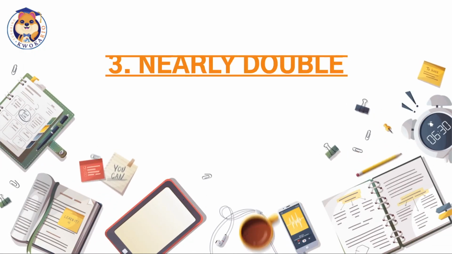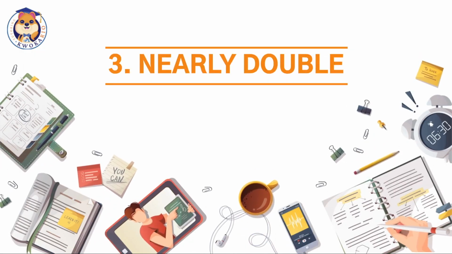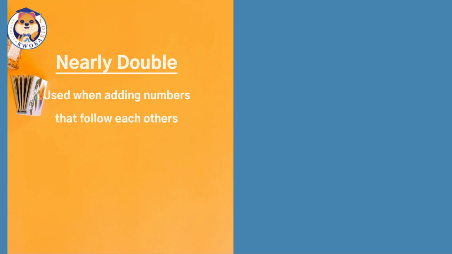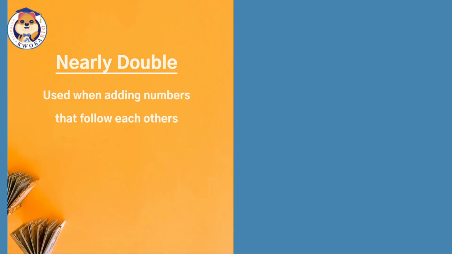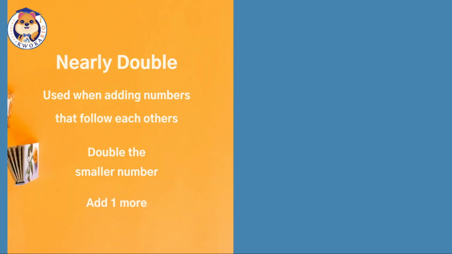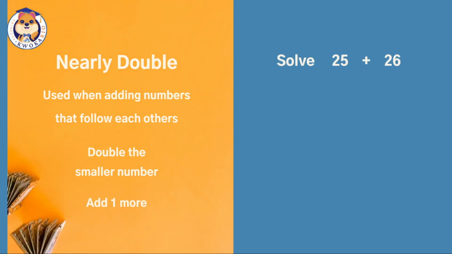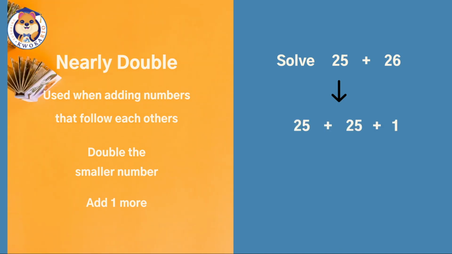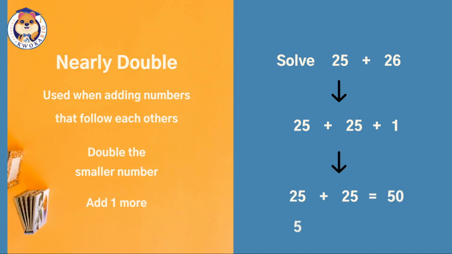The next strategy is nearly double. It's useful when adding numbers that follow each other. You will double the smaller number, then add one more. For example, we know 25 plus 26 is the same as 25 plus 25 plus 1. Use the knowledge of double facts. We know 25 plus 25 equal 50, and 50 plus 1 equal 51.